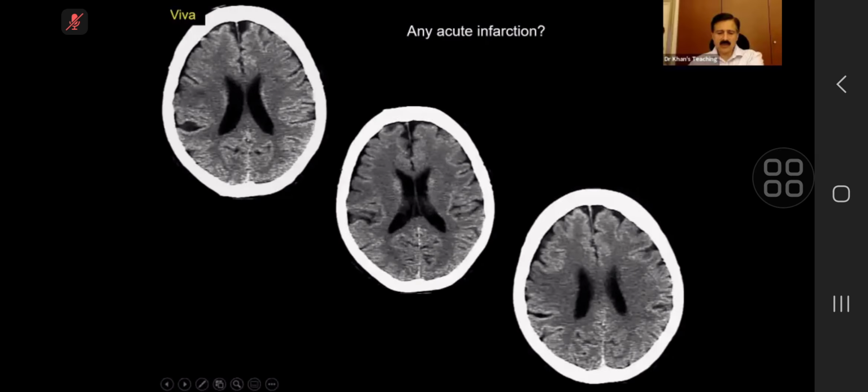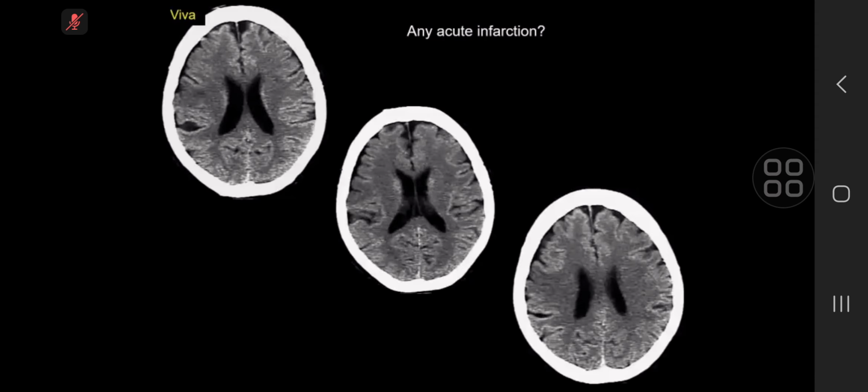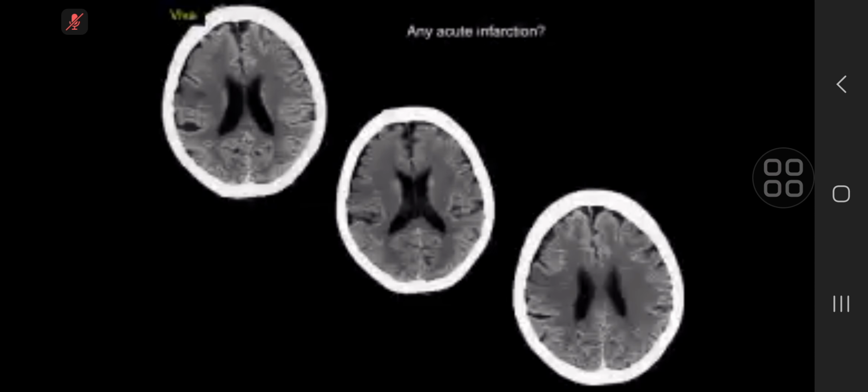Okay. Can you describe it on this slice where I am pointing out? Sure. So there is an area of low density extending out to the cortex in the right frontotemporal region with loss of the gray-white matter differentiation and some minimal sulcus effacement.